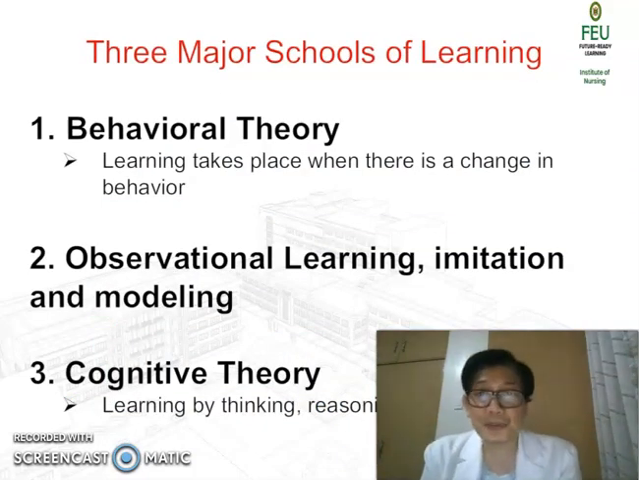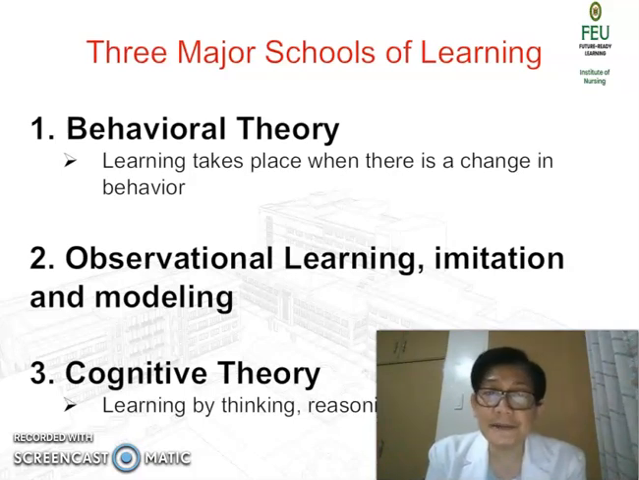Now, there are three major schools of learning, no? First is the behavioral theory. Second is the observational learning, imitation and modeling. And the third is the cognitive theory. So the behavioral theory, learning takes place when there is a change in the behavior. Now, behaviorism focuses on the idea in which it relates with the environment. This learning theory states that the behaviors are learned from the environment and says that innate or inherited factors have a very little influence on behavior.